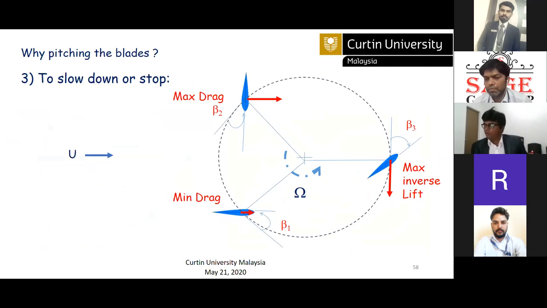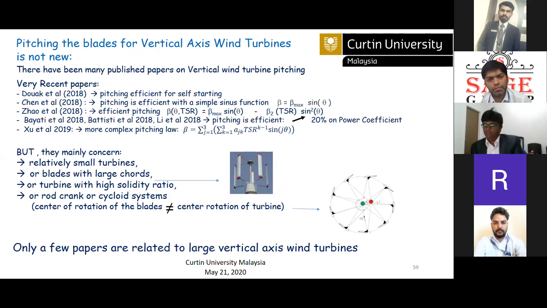So for that one, maybe in some conditions we have to stop the turbine. So we have to find a better way to stop a turbine. For that target also, we contributed to research on the pitch control mechanism. There are some research papers on the pitching of vertical wind turbines.